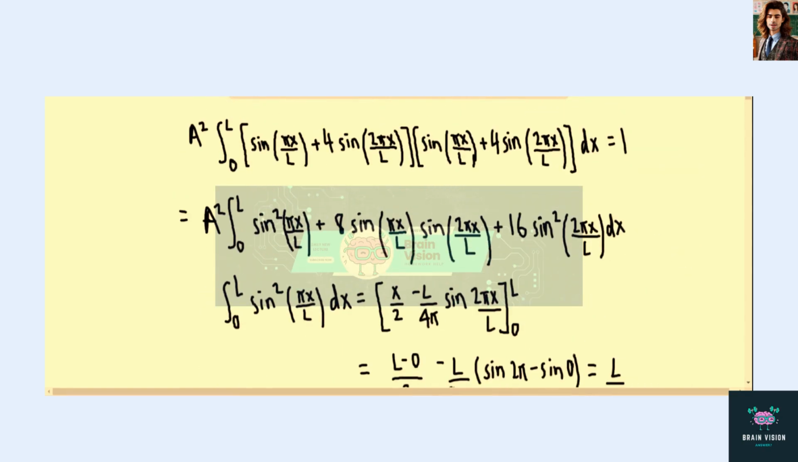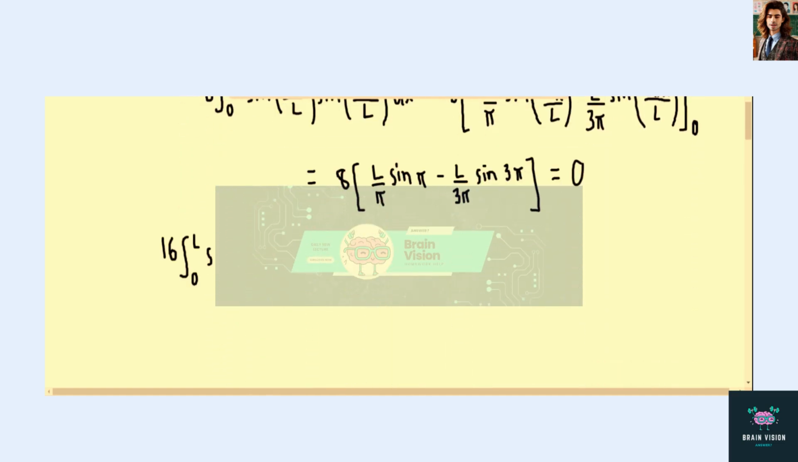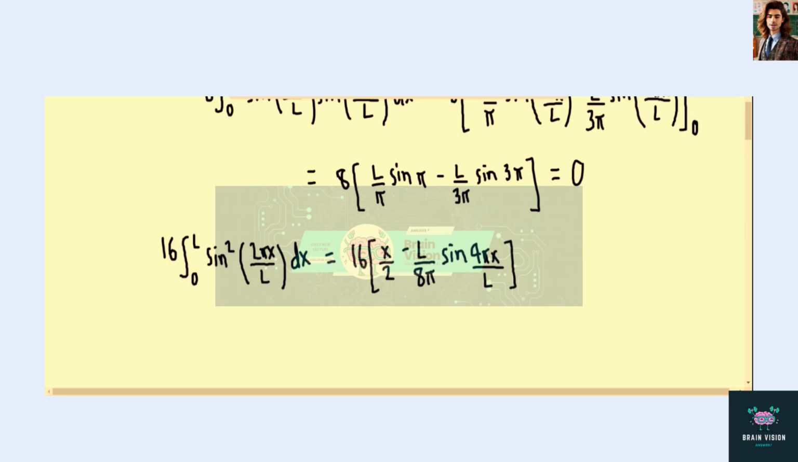Next, we have the integral of sine squared of 2 pi x over L. So next we'll get its integral. And here we have just a sine of 4 pi that would result, but it is also 0, and we're left with 8L for this integral.